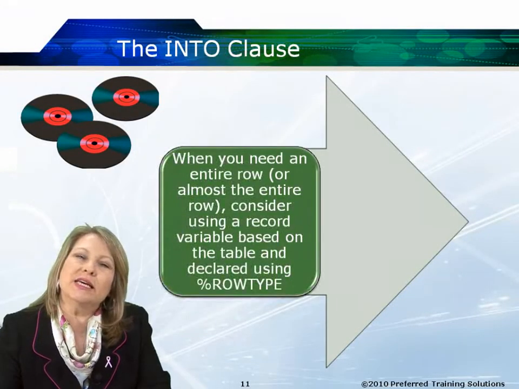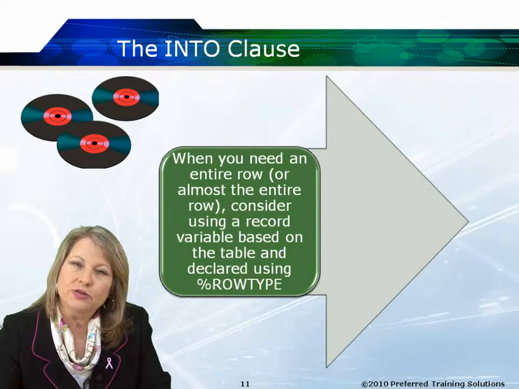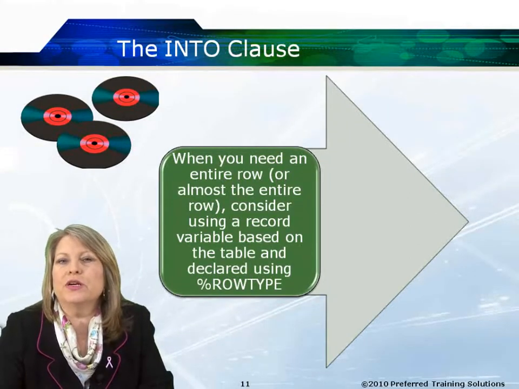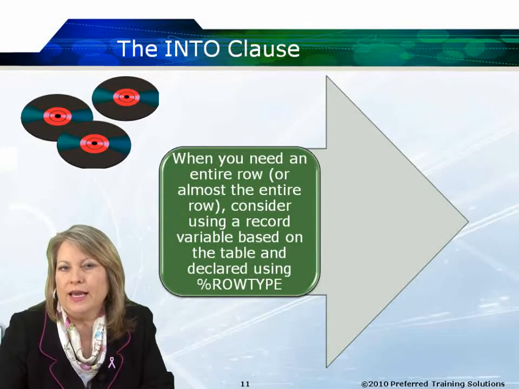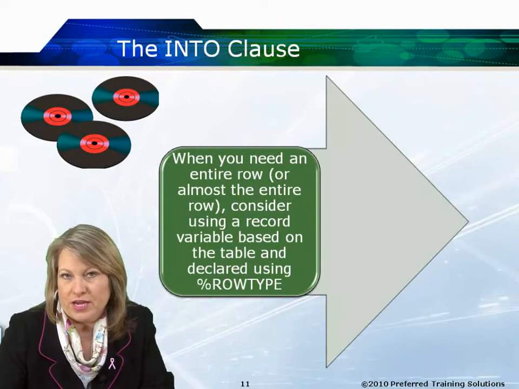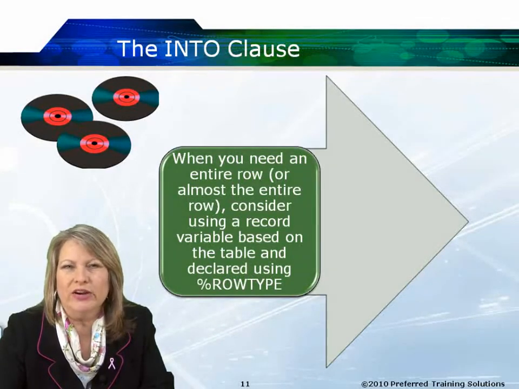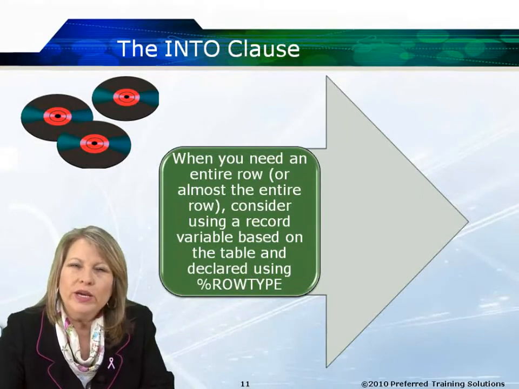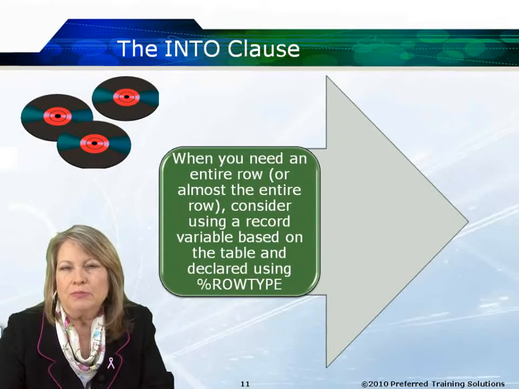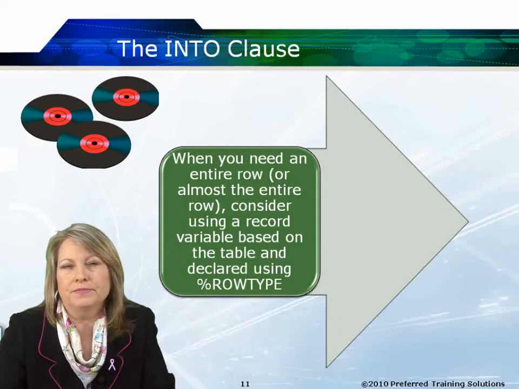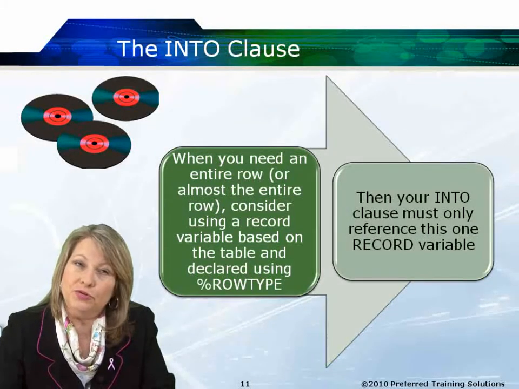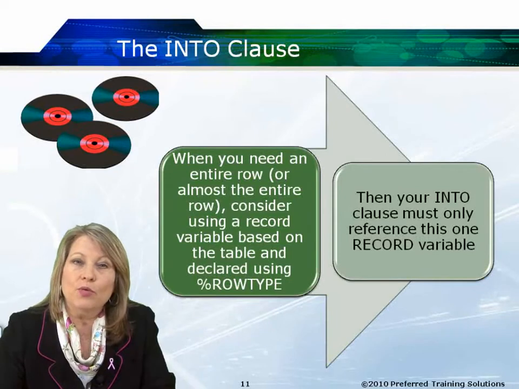Now, if you need an entire row out of the database in your PL/SQL programming, or almost the entire row, consider using a record variable based on the table and declared using percent row type. Oftentimes when we need to declare individual scalar variables for every column, we end up having many variables to keep track of in our programming code. So it makes it a lot easier to use a record. Then, if you've declared a record in your into clause, you must only reference that one record variable.